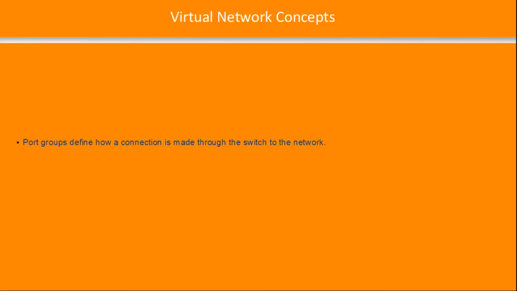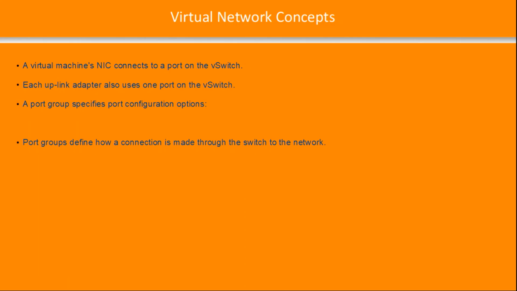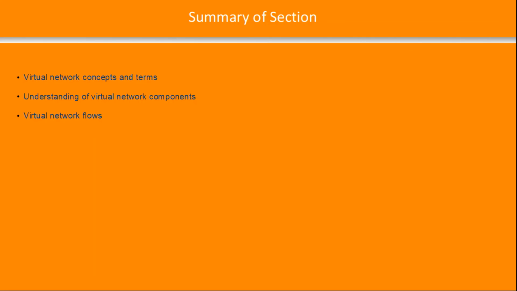Port groups define how a network connection is made through the switch to the network. A virtual machine's NIC connects to a port on the switch. Each uplink adapter also uses one port on the switch, and a port group defines port configuration options, which include VLAN tagging.